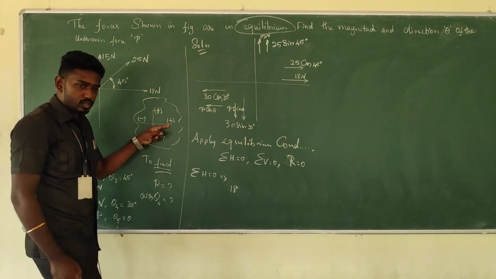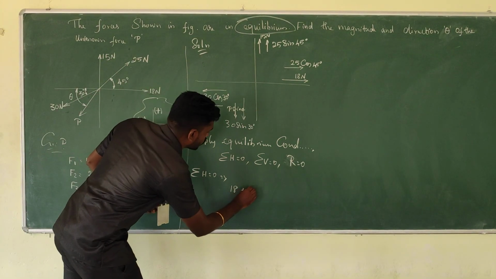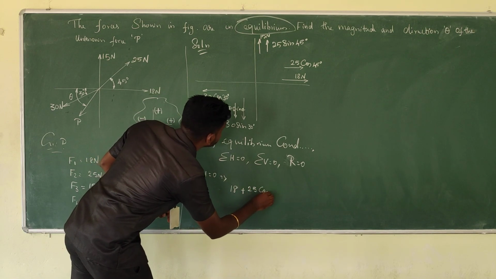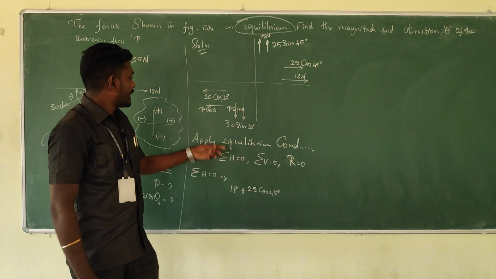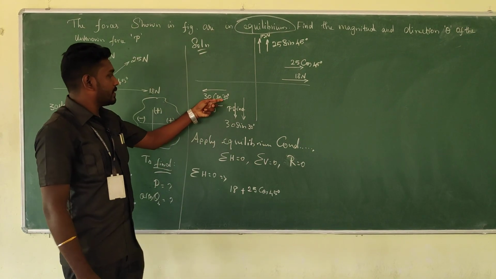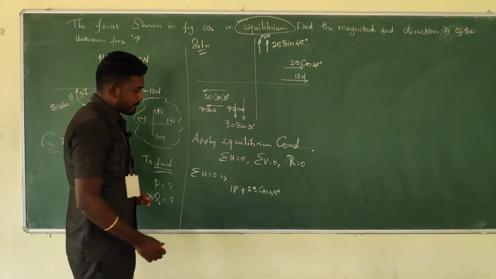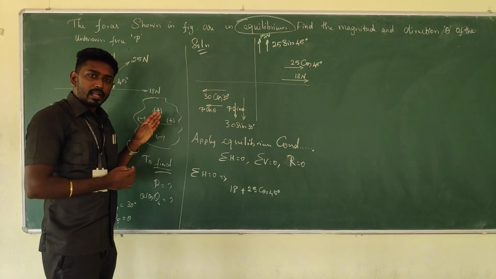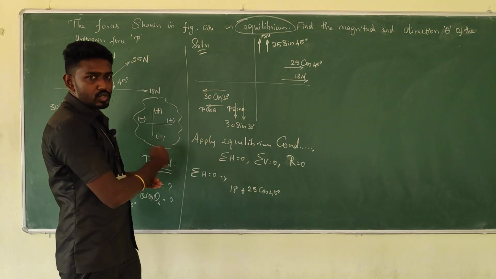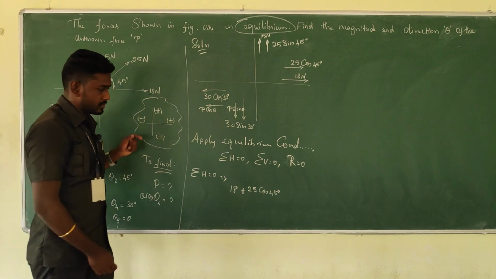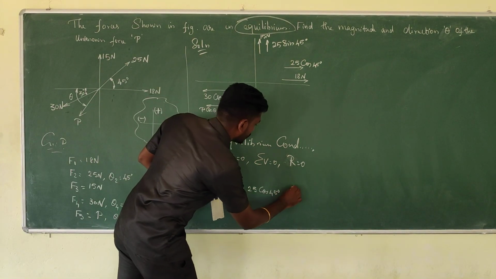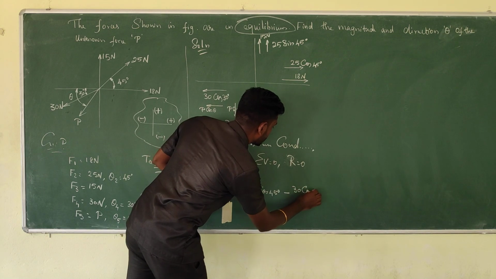So it is a positive, it also a positive. So 25 cos 45 degree. Okay, next horizontal force is 30 cos 30 degree. Here the direction of the force is just towards left, then its sign is minus. So minus 30 cos 30 degree.